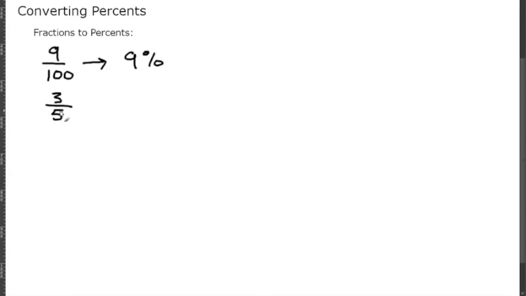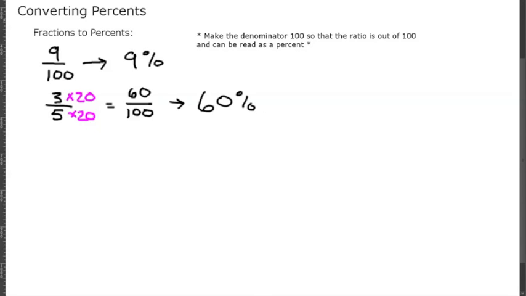What you need to do is make this 5 into 100. Sort of like how you convert it from a fraction to a decimal, we're going to do the same thing. So this denominator needs to be 100. So to get from 5 to 100, we're going to have to multiply by 20. And whatever we do to the denominator, we have to do to the numerator. So this is going to become 3 times 20 is 60, 5 times 20 is 100. So 60 out of 100, which we know would be 60%. The main step here is to make the denominator 100 so that the ratio is out of 100 and can be read as a percent.